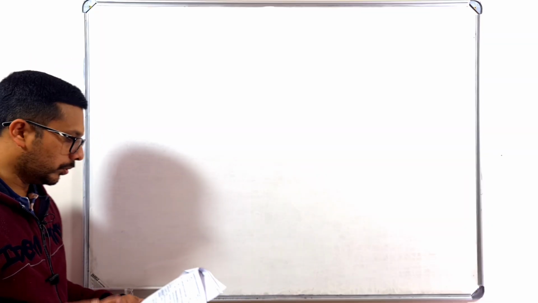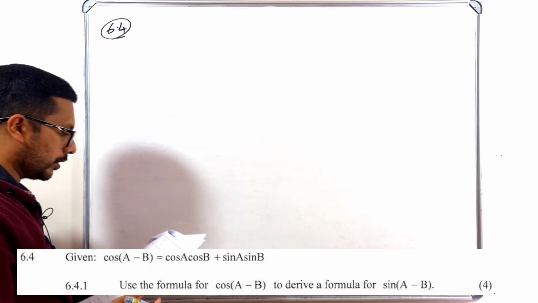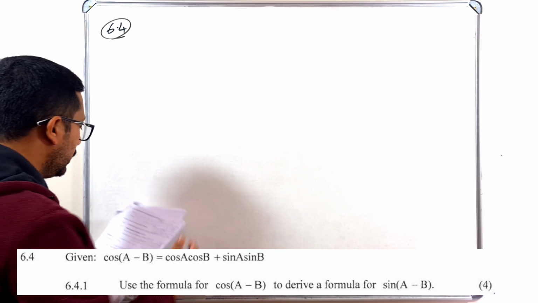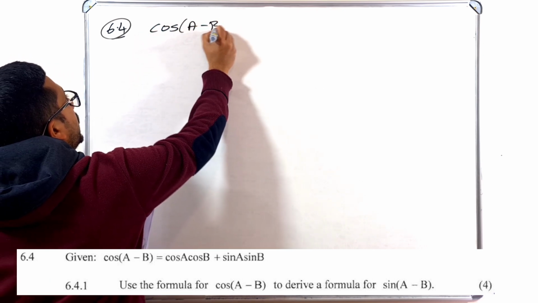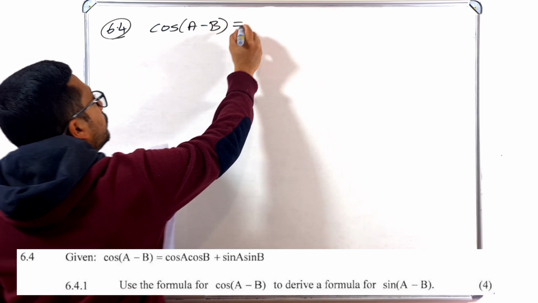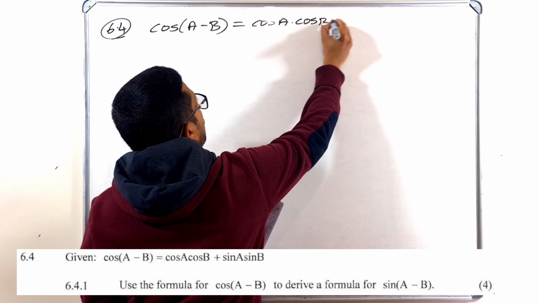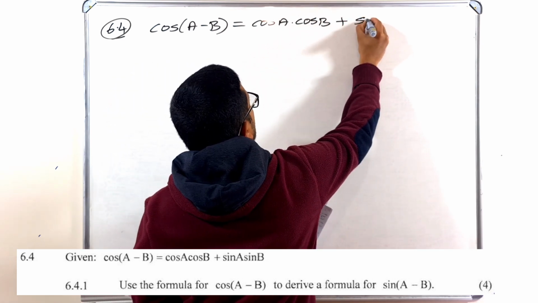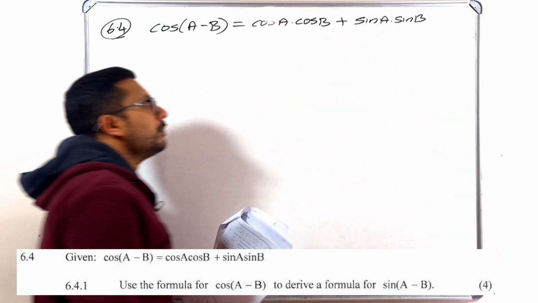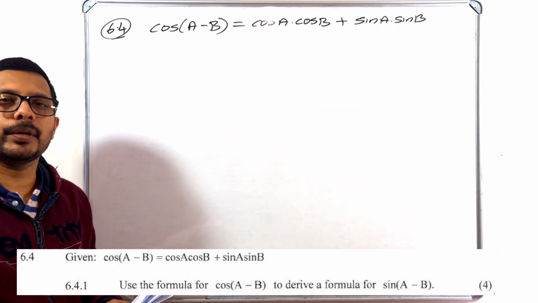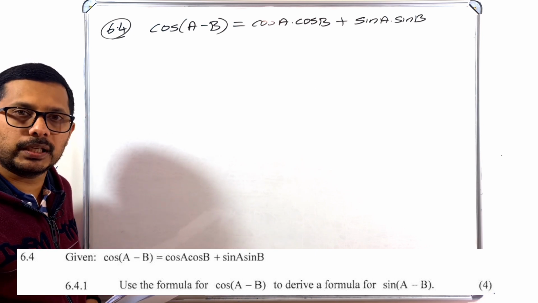Okay, let's go to the next question, 6.4. What is that question? Cos of a minus b. It is given that cos of a minus b is equal to cos a cos b plus sin a sin b.